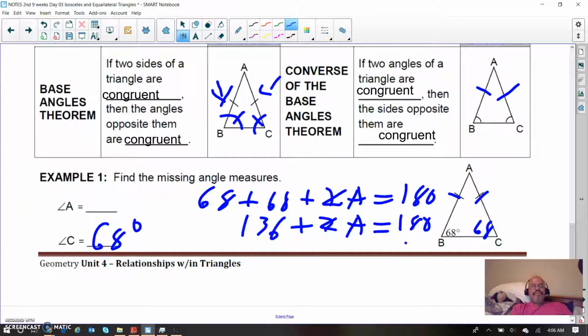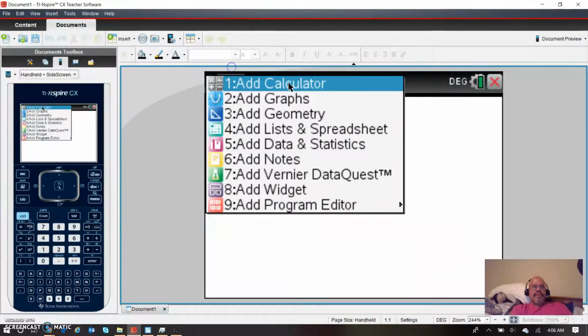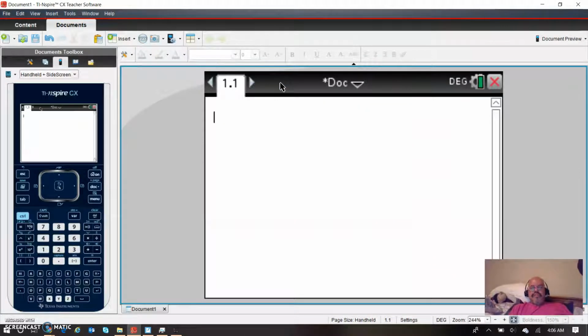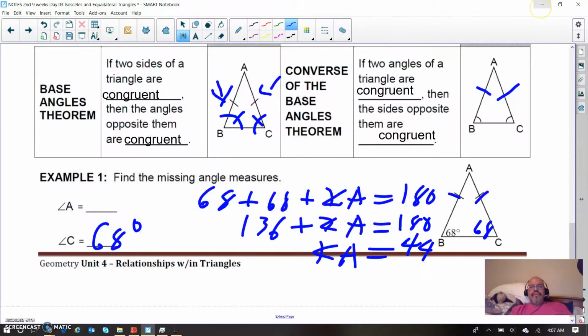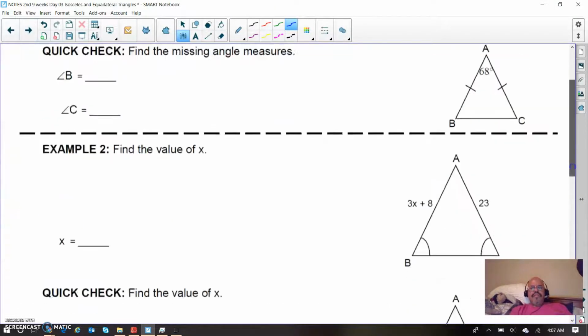No, wait a minute, just making sure. Right now, since I'm a little bit tired, let's check our work. Always got to check the work. So 68 plus 68, okay, 180 minus 136. Yeah, 44. Got to check my work every so often. All right, we won't do that one because it's just a recap.